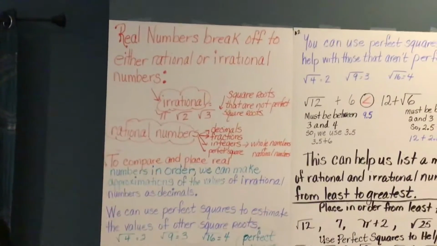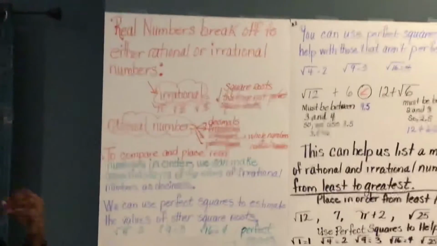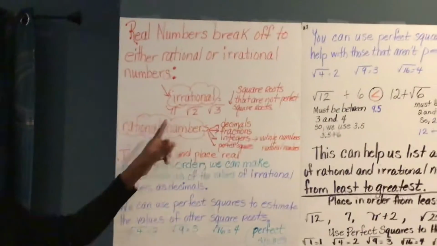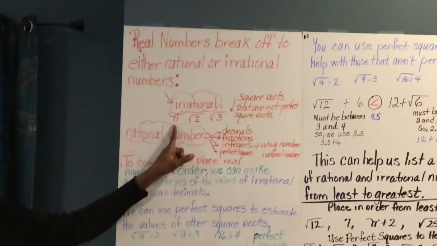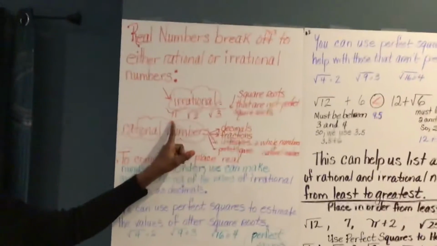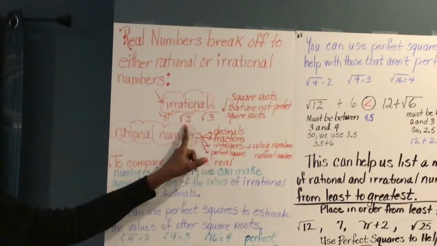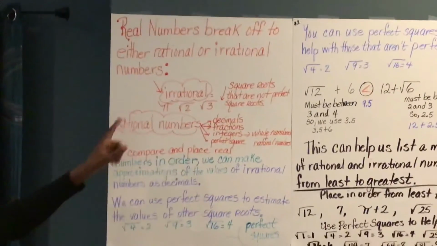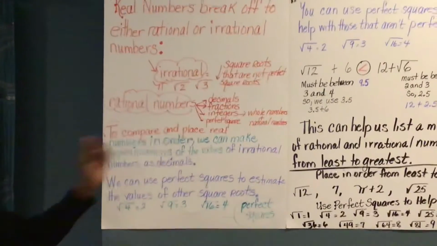Irrational numbers can be square roots that are not perfect square roots. For example, here's that pi symbol, 3.14. That is not going to give us a perfect square root. The square root of 2? No perfect square root for 2, and no perfect square root for 3. So that leaves us the rational numbers.